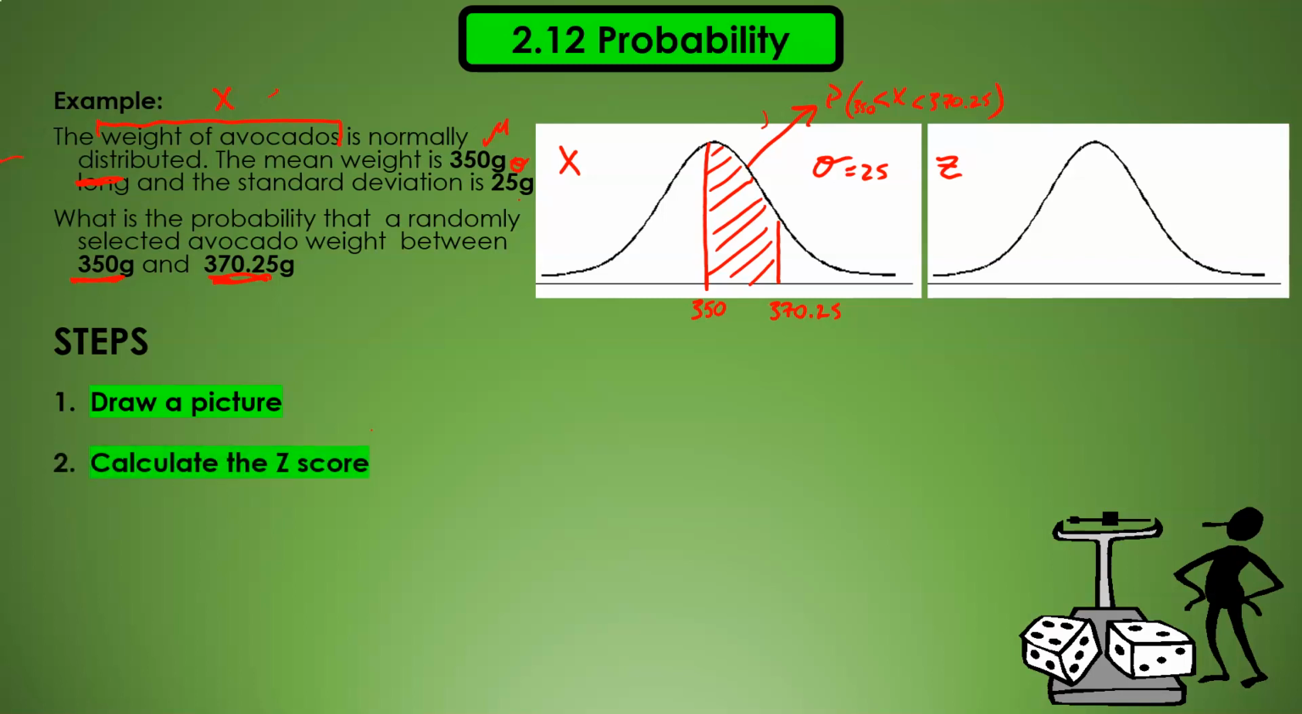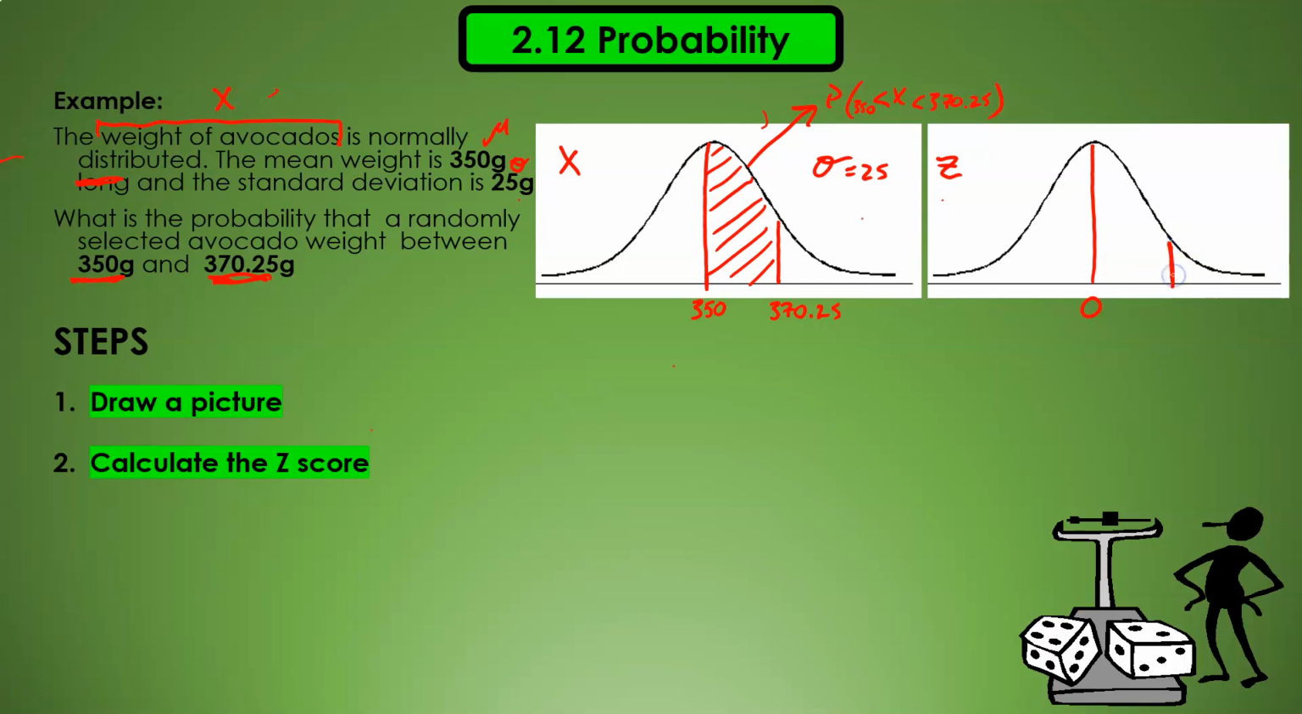In other words, calculate the z-score of these values. We can't put 370 into the table we've got. We can only put z-scores, so we need to convert everything. Now, the easy thing that we should remember is that 350 in z-scores, because it's the mean, is actually 0.